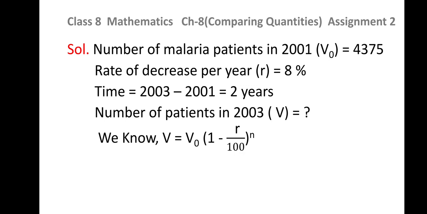And we know the formula, V is equal to V naught bracket 1 minus R over 100 raised to the power N. Here, as this is the case of depreciation, that is, the rate of decrease per year is given to us, that is why we have taken the minus sign in between in the formula. Now putting the values, it will be 4,375 into 1 minus 8 over 100 raised to the power 2. V naught is 4,375, R is 8%, N is 2 years. Putting the values in the formula.